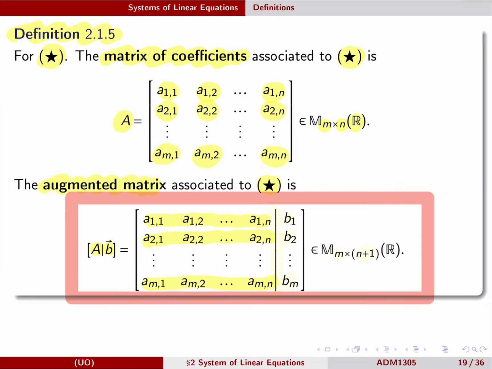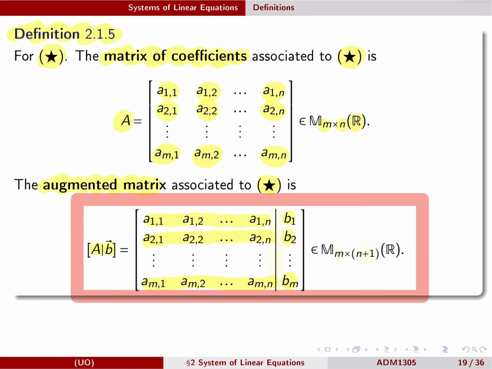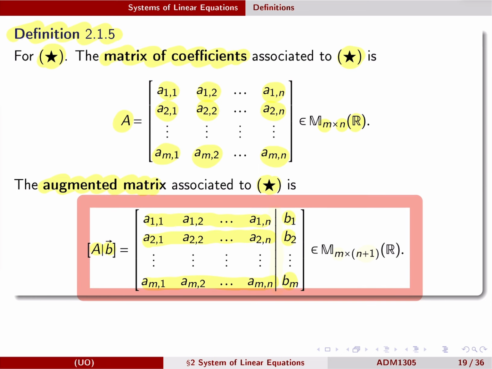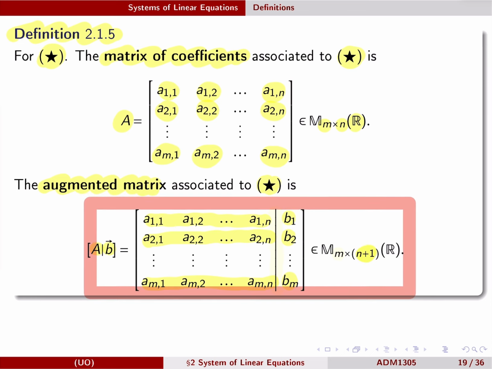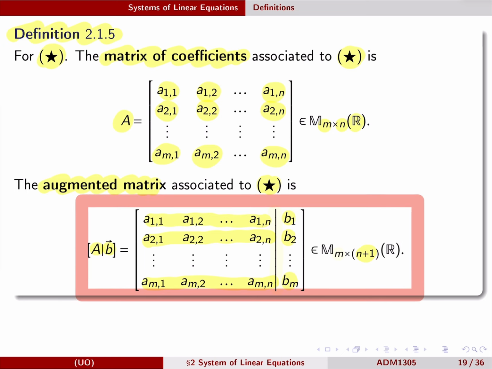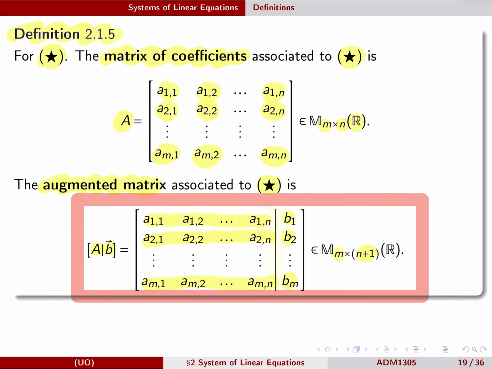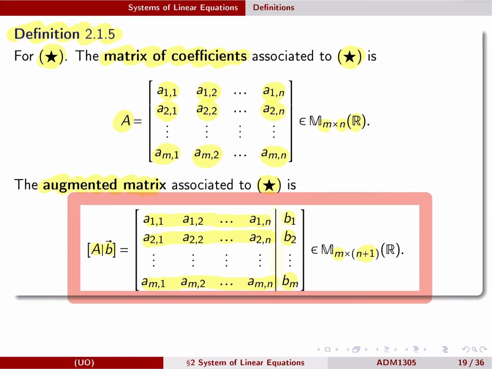So the first part is A again, but we add one extra column where we put all the constant terms B1, B2, Bm. So that new matrix, instead of having n columns, is going to have n plus 1 columns. We still have m rows because we still have m equations. So the augmented matrix is an m by n plus 1 matrix.